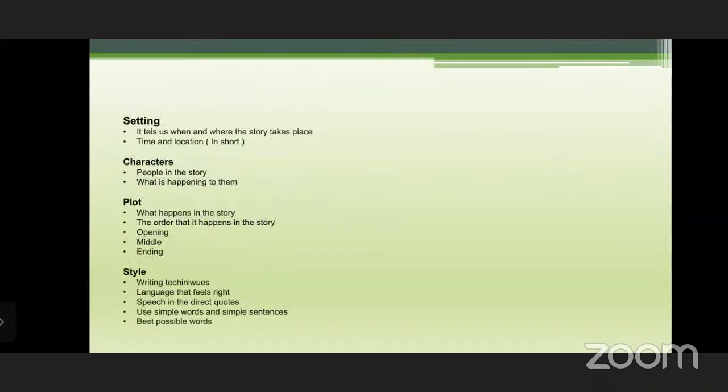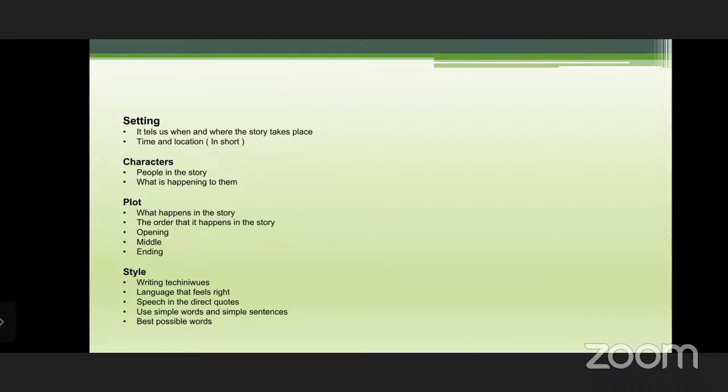So we'll see the five basic elements of the story. The first one is setting. What do you mean by setting, children? As I said in the previous session, setting refers to the place, the location. It tells us when and where the story takes place. So in short, we can say that setting refers to the time and location. While writing a story, we have to concentrate on the environment of the story.